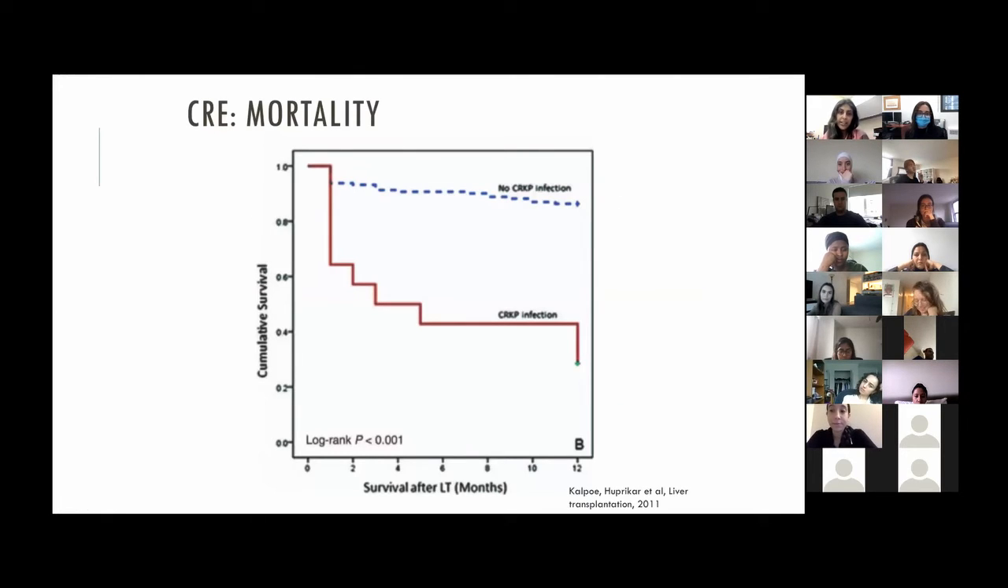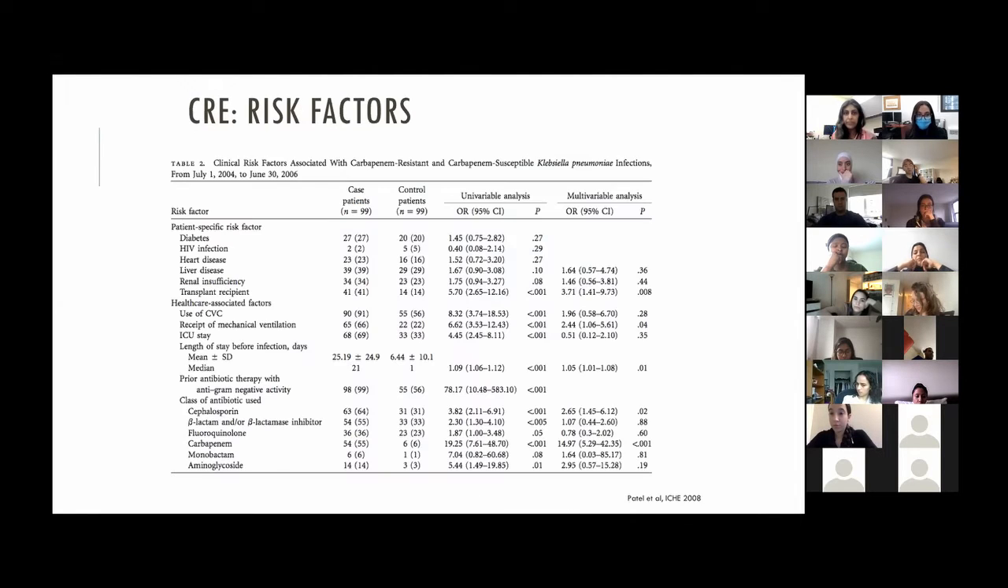This was a study done out of our own institution back in 2011, showing that CRE, like this patient had, was associated with higher mortality after liver transplant. And these are the risk factors associated with CRE. Again, a study done out of our own institution.